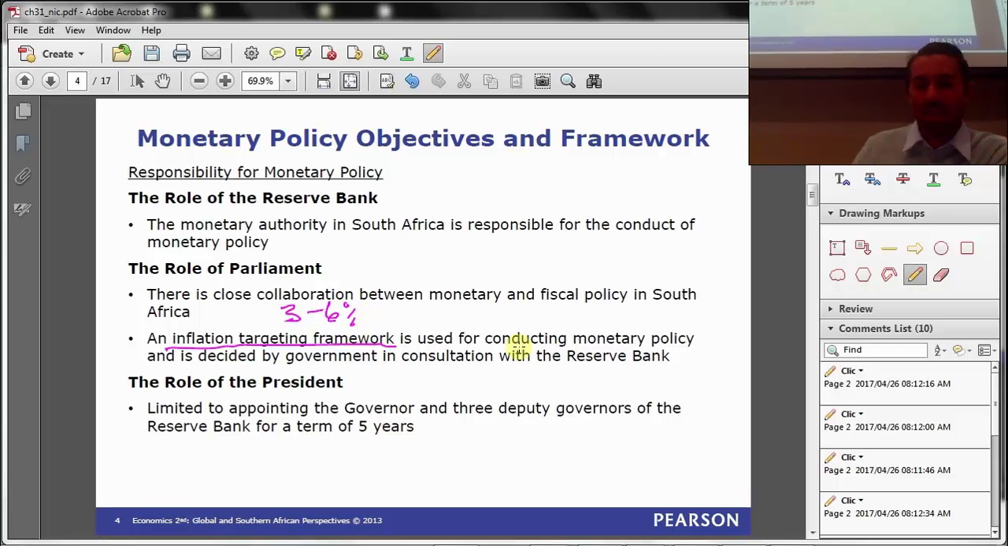Okay, cool. So that's our governor currently. What does the president do? Well, he's limited to appointing the governor and 3 deputy governors. Okay? And that's for a term of 5 years.